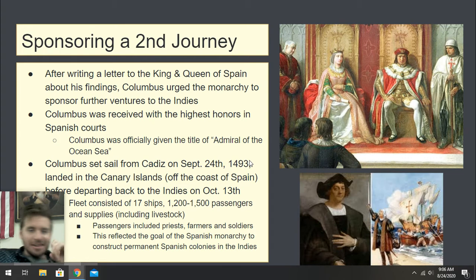So Columbus set sail from Cadiz, Spain, on September 24th, 1493, and landed in the Canary Islands off the coast of Spain. This is what we talked about last time. They did the same exact thing. They go from Spain, and they stop at these islands right off the coast of Spain. A couple different theories there. The first time they had to stop in the Canary Islands because they had to repair one of the ships. There are other theories as to why Columbus stops in the Canary Islands.